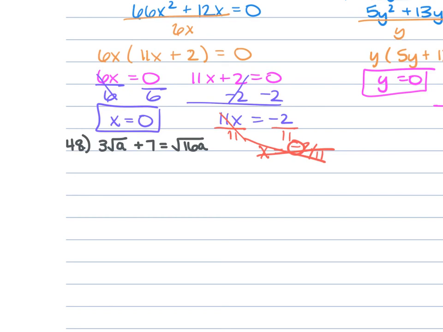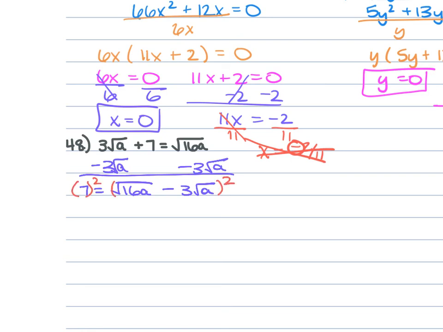For our last one, same thing. We're going to move that negative 3 square root a over by adding it to each side to give us 7 is equal to the square root of 16a minus 3 square root a. We are going to square both sides now. So this is going to give us 49 is equal to the square root of 16a minus 3 square root a times the square root of 16a minus 3 square root a.